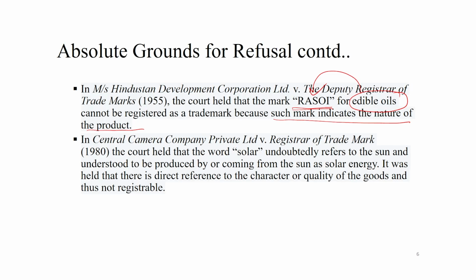Another case, Central Camera Company Private Limited versus Registrar of Trademark. You see, this is the product, this is the mark. Solar undoubtedly refers to the sun and understood to be produced by or coming from the sun as solar energy. This was held to be a direct reference to the character or quality of the goods, thus not registrable. This has to do with radiation. Court read direct reference, and therefore registration was denied.